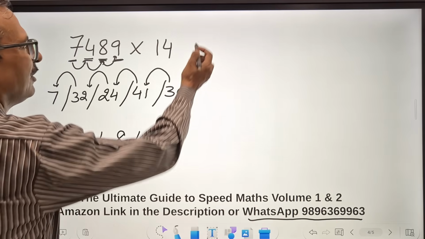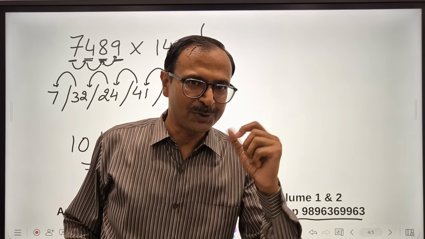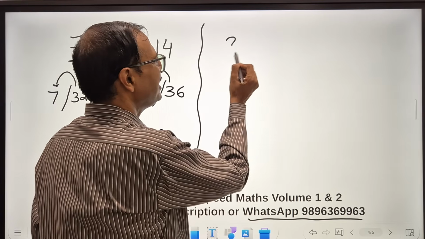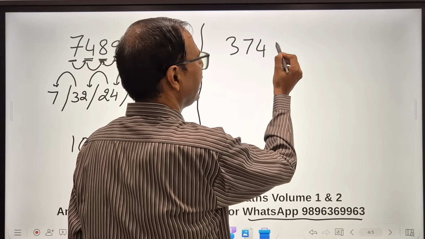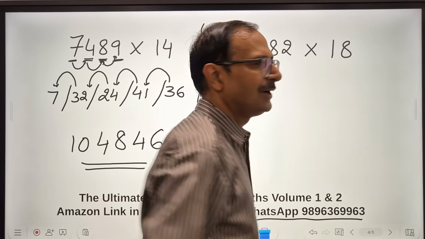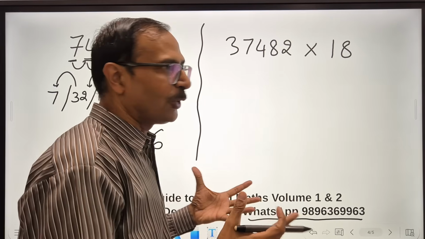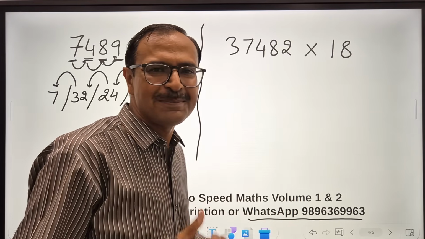Okay. So one more question. Suppose I have a 5-digit number. Now I'm going to trouble myself. Okay. 3, 7, 4, 8, 2, and I need to multiply that by 18. Big number, right? I don't know 18 times table, sincerely. So I don't want to know 18 times table. I know 8 times table.